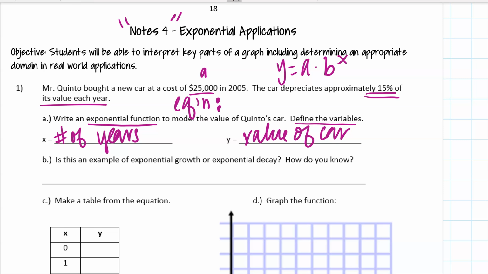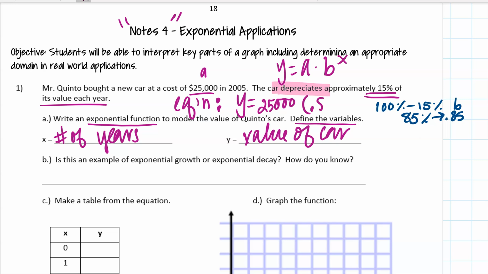We know that it's decay because it's depreciating. So we're going to take this information, we're going to take 100% minus 15% and get 85%, which 85 as a decimal is 0.85. So our B here is going to be this 0.85. So our equation is going to be y equals 25,000 times 0.85 to the x. There's no spot for you to put the equation, so just put it up there.